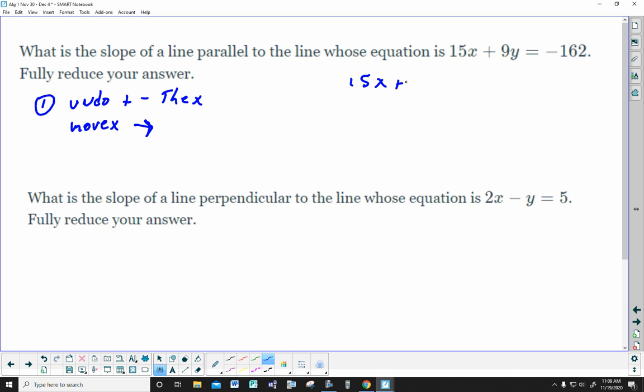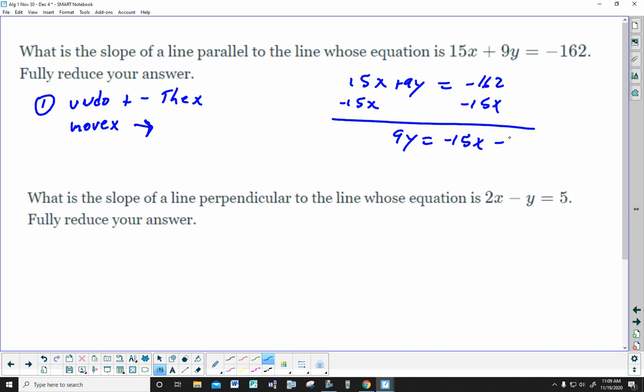Move the x to the other side by either adding or subtracting it. So you've got 15x plus 9y is equal to negative 162. So I'm going to subtract 15x. So I have 9y is equal to negative 15x minus 162. Then the second thing you do is divide the coefficient on y to everybody. Everybody needs it. So you get y is equal to, now this has to reduce. There's a 3 that's going to cancel out. So it leaves 3 and negative 5. So negative 5/3 is your slope.